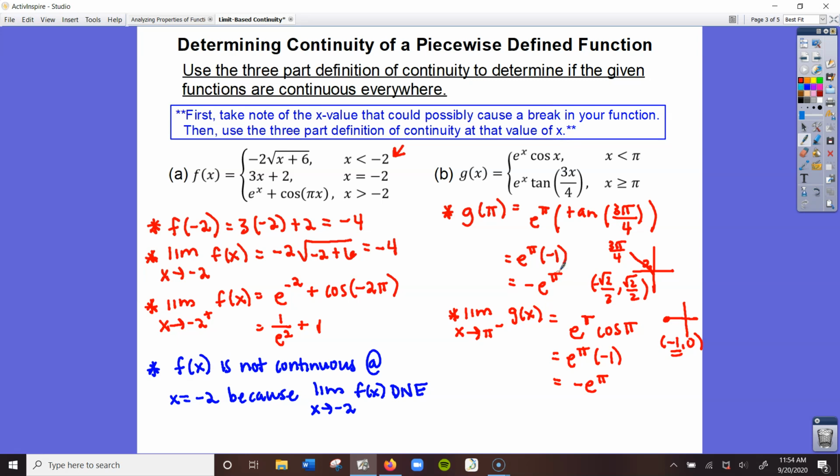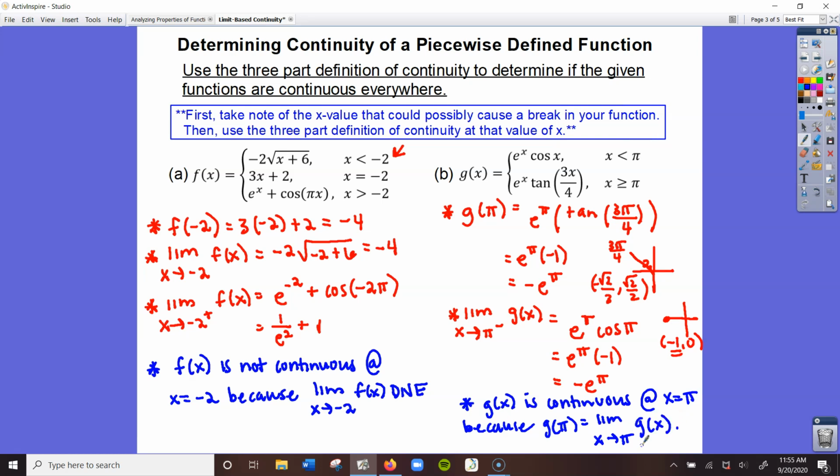So what does that mean? That means that my general limit is negative e to the pi since it's the same as the left side. My defined value is negative e to the pi. So therefore, my function is continuous when x is equal to pi. So we would state g of x is continuous at x is equal to pi because g of pi is equal to the limit as x approaches pi of g of x.